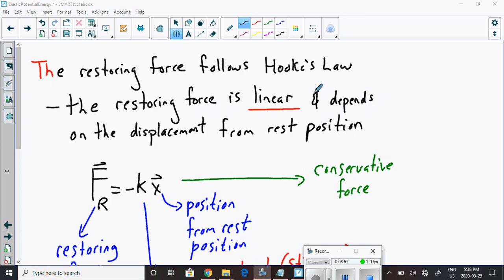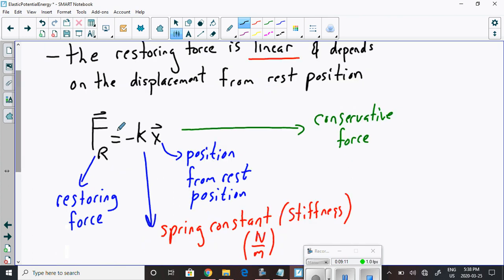And that's what I've written out here, that the restoring force follows Hooke's law. The restoring force is linear, and it depends on the displacement from the rest position. So Hooke came up with this formula. The restoring force, F subscript R, is equal to negative kx, where x is the position from the rest position, and k is the spring constant, or the stiffness of the spring, which is measured in newtons per meter.